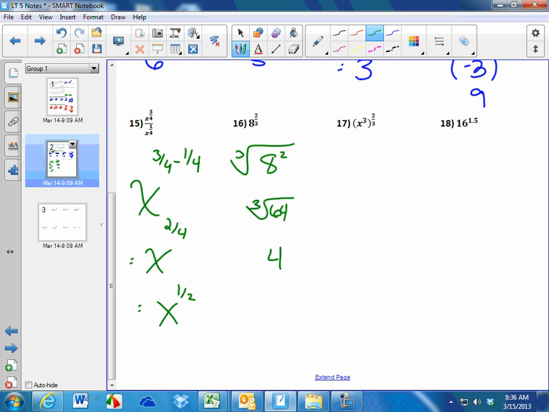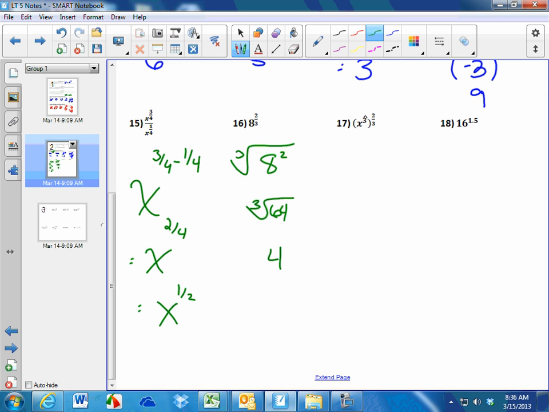You can take your calculator and hit 8, then the exponent button, the caret button, open a parentheses, 2/3, close the parentheses and hit enter, and it'll say 4. But it also won't do that when you have x squared or variables. So that's why it's important to try these without a calculator.